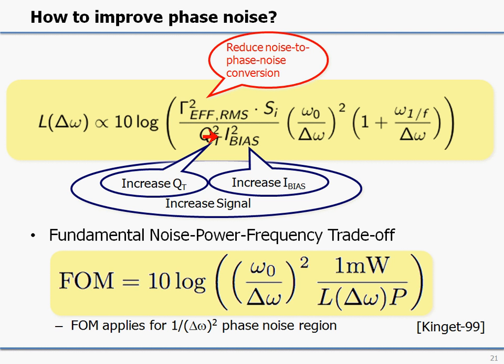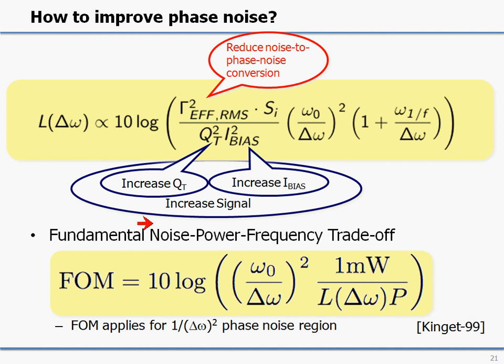We have to be careful we don't get a quadratic improvement, because as we increase the bias current, this term, the power spectral density of the noise, will typically increase as well. And so in most cases, we just have a linear dependence between the phase noise and the power consumption.